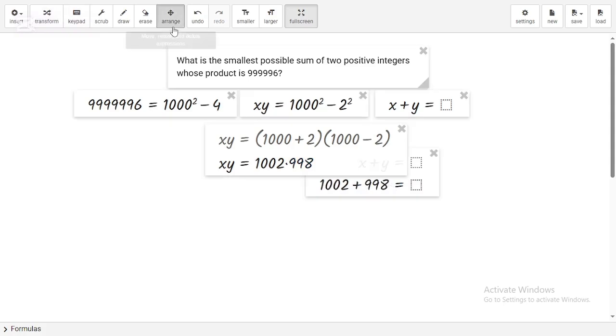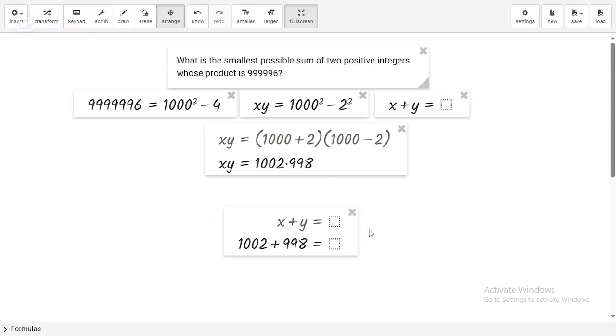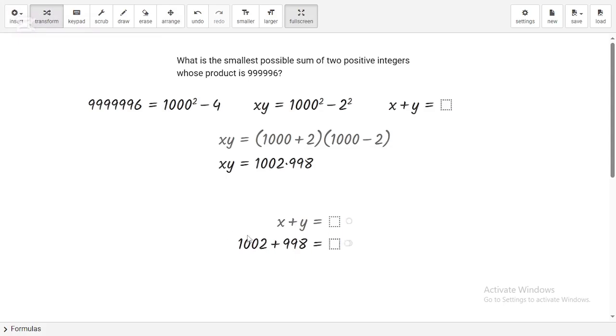And I think we're almost done. We'll just rearrange and take the sum. In this case, we are just going to take the sum of 1002 and 998, and what we have here is 2000. So the smallest sum we can think of is 2000.